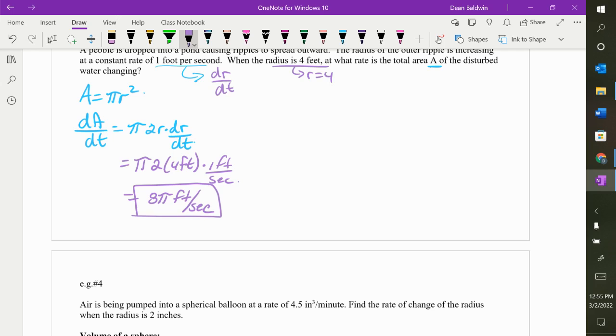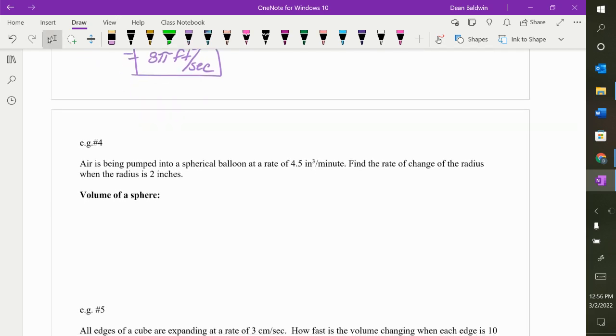So you just say 8 pi feet. Actually, it's feet squared because it's feet times feet squared per second. And that makes sense because we're asking how does the area change? And area is always units squared. Okay? And the units work out. It's area per second. All right, next one.